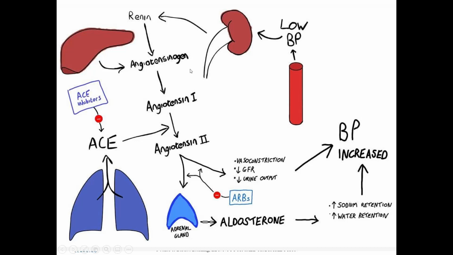For patients who have high blood pressure, we want to stop this system from happening, because if you already have high blood pressure, you really don't want higher blood pressure. So we have drugs called ACE inhibitors that block the enzyme ACE, and that prevents the conversion of angiotensin 1 to angiotensin 2, which ultimately will decrease our blood pressure or keep the blood pressure a little bit lower.